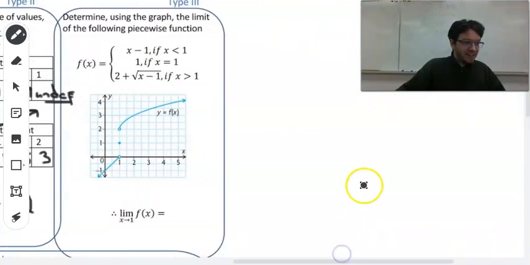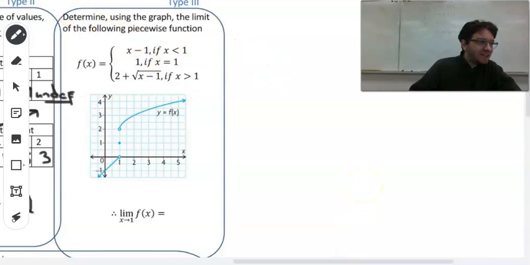All right, so let's look at this example. This is another example where the limit does not exist. So here we have a piecewise function, where you have different functions depending on what value of x you have. Now notice, as you approach a 1 from the left, you approach a value of 0. Your y value is 0 in this case. But as you approach an x value of 1 from the right, your y value is 2.